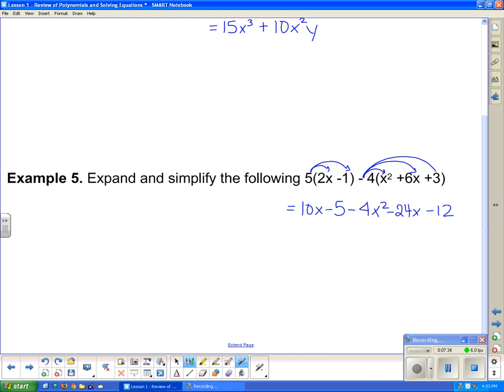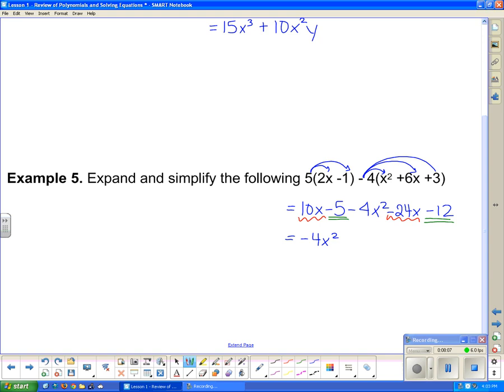Now, once we're done doing that, we have to take a look at it. Since there were two expressions to start with, there might be some like terms to collect here. And we can see that, yes, we actually do have a 10x here and a negative 24x here. We also have a negative 5 and a negative 12. And if I want to put it in the correct form mathematically, I need to put that negative 4x squared first, because I need the exponent on x that's the biggest. I need that term to come first.